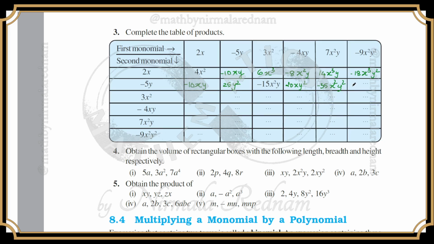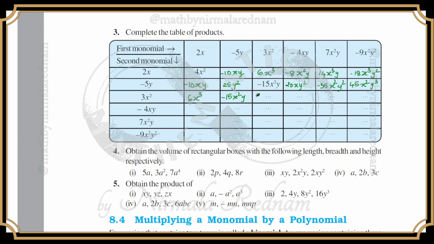Next I have minus 5 into minus 9 is 45, right? And then I have x square. I'm going to write x square first, like I said, as a convention. And then y into y square will give me y cube. Okay. Third row, 3x square into 2x is 3 into 2 is 6. X square into x is x cube. So this is 6x cube, right? 3 into minus 5 is minus 15. X square y, right? And then I have an x square here and a y here.